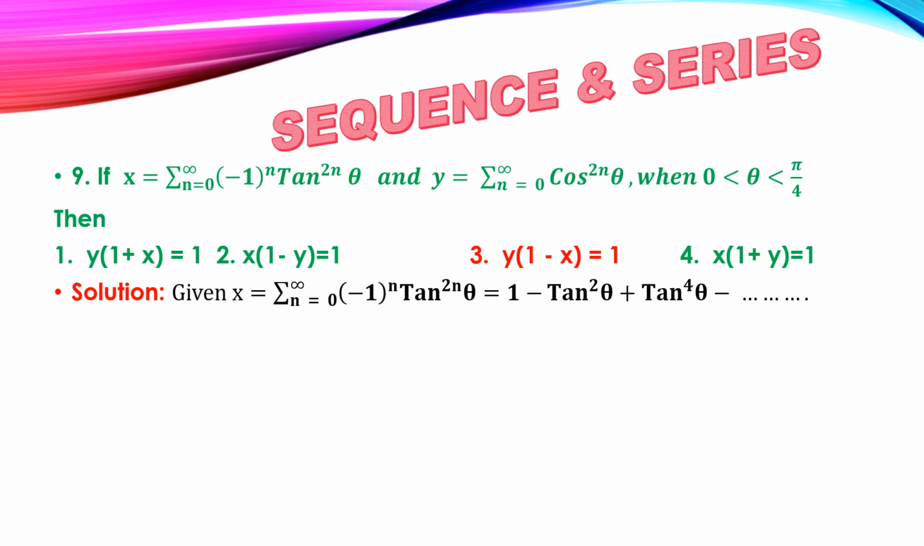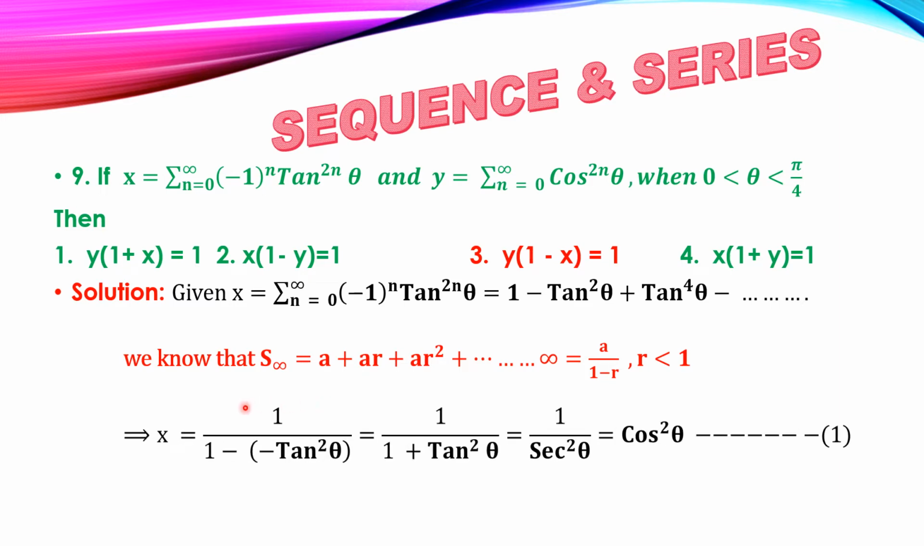And here we observe the series is a plus ar plus ar square plus and so on, which is in the infinite geometric progression. So the sum of the terms of this series equals a by 1 minus r. So here r is less than 1, and we apply this formula, and here we take a equals to 1 and r equals to minus tan square theta.